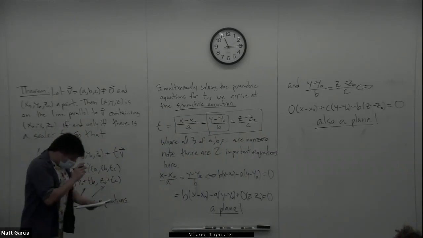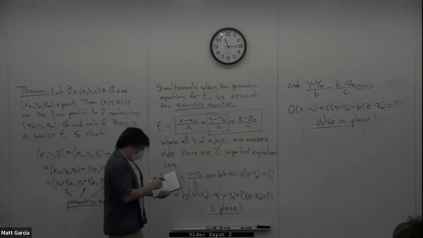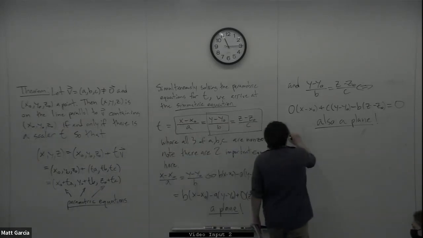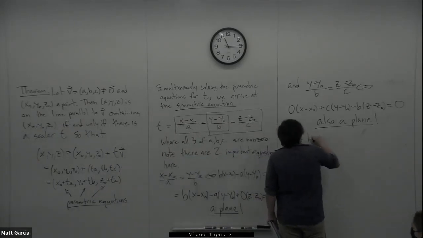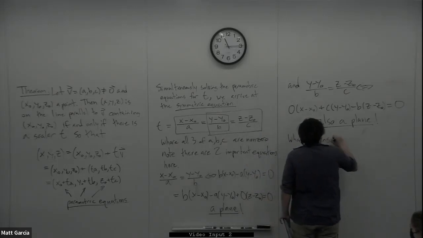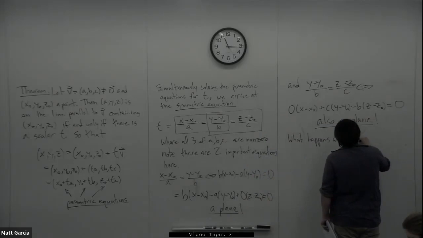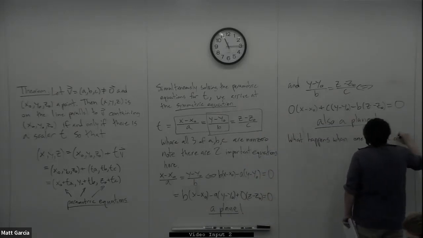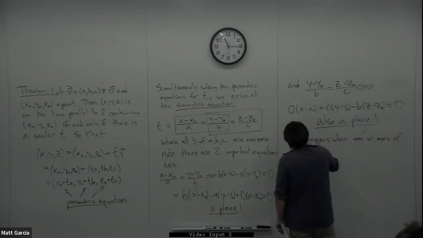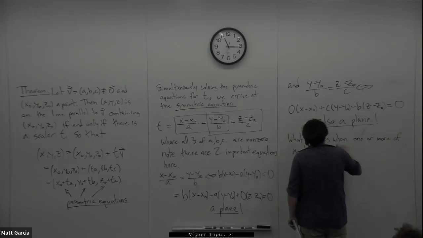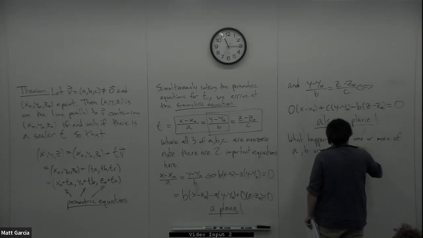Okay, so what happens when one or more of a, b, or c is 0?